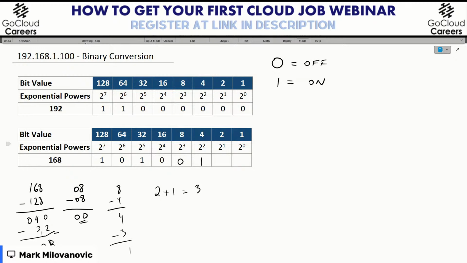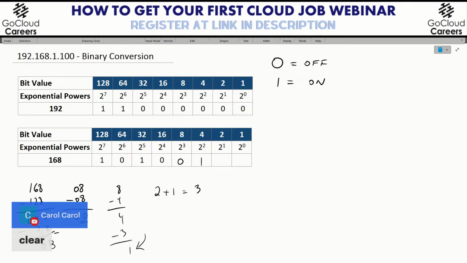Let me know in the chat if you agree with me. Because I wouldn't know what to do with this. You still owe me money with a 1. The computer doesn't know what to do with this anymore. Clear? That makes sense? Okay. Let's remove this.